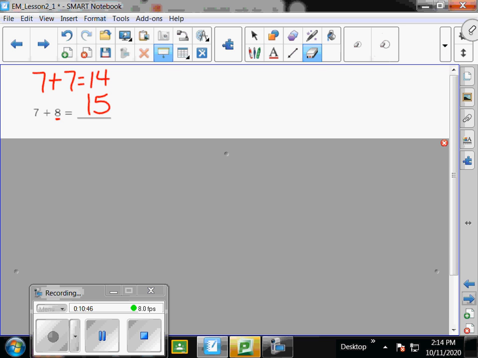I could have started with that bigger number, 8. Whoops, I'm holding the eraser here. 8, and then add 7 more, 1, 2, 3, 4, 5, 6, 7. I could put up my 7 fingers, 8, 9, 10, 11, 12, 13, 14, 15. Okay, just a couple strategies for helping you to solve it quickly.